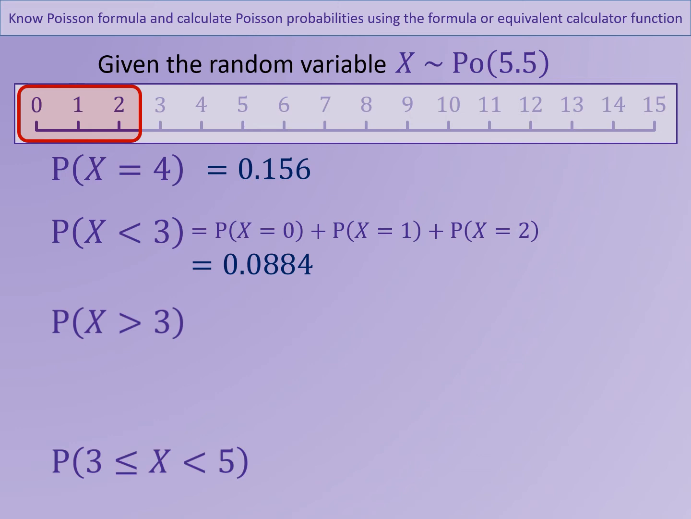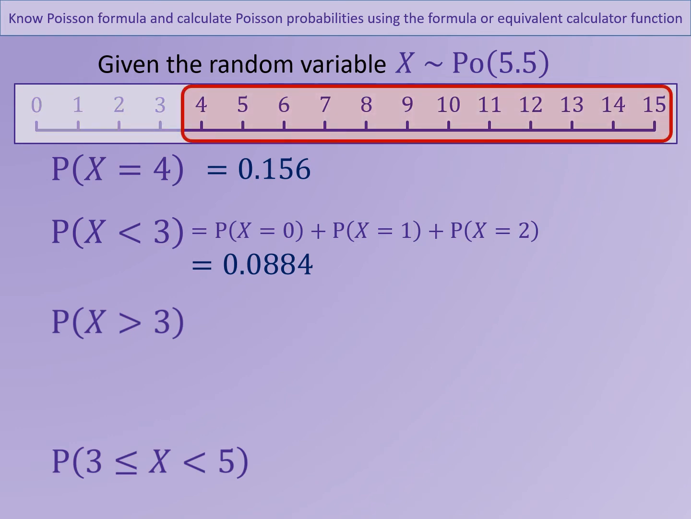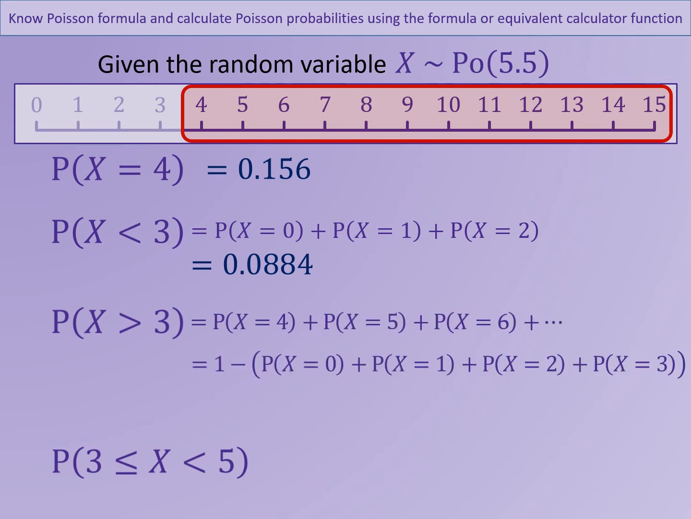For x is greater than 3, this means all of the x values, 4, 5, 6, 7, and so on, continuing forever. The easiest way to calculate this is to realise that this is all of the probabilities except for the case where x is 0, 1, 2 or 3. So we can calculate the probability for x is 0, 1, 2 or 3 and then subtract from 1. This will give us the probability of the remaining x values. So we calculate 1 minus the probability that x is 0, 1, 2 or 3, and this gives us 0.798.